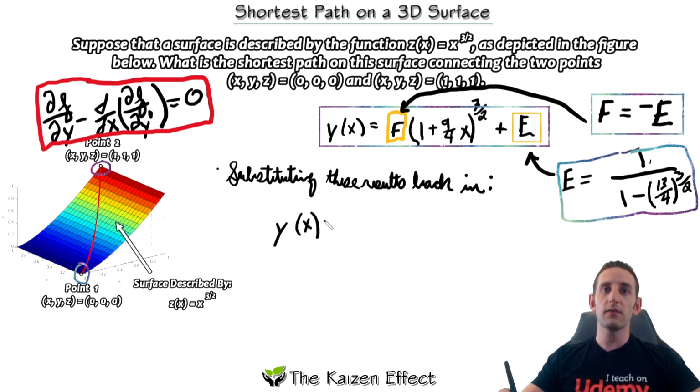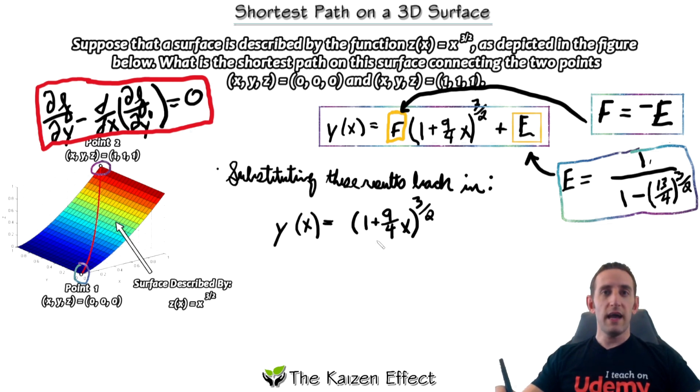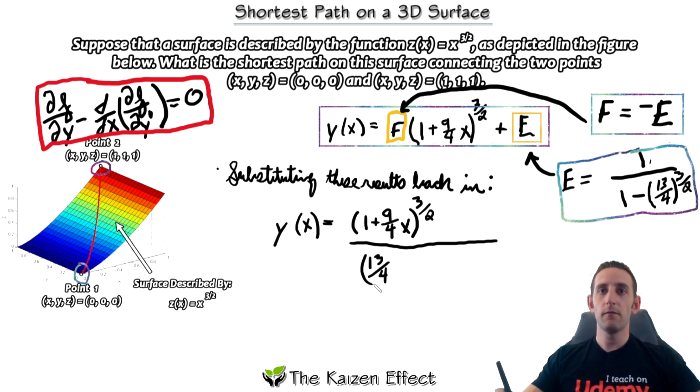Y sub x is equal to... We're going to get the 1 plus 9 over 4x to the 3/2. That is going to be... All this is going to be under 13 over 4 to the 3/2 minus 1.